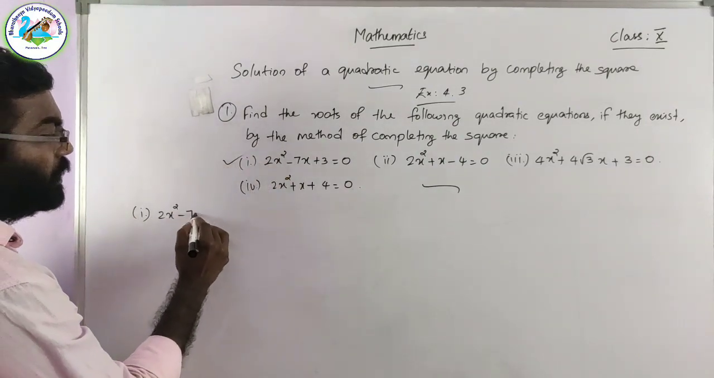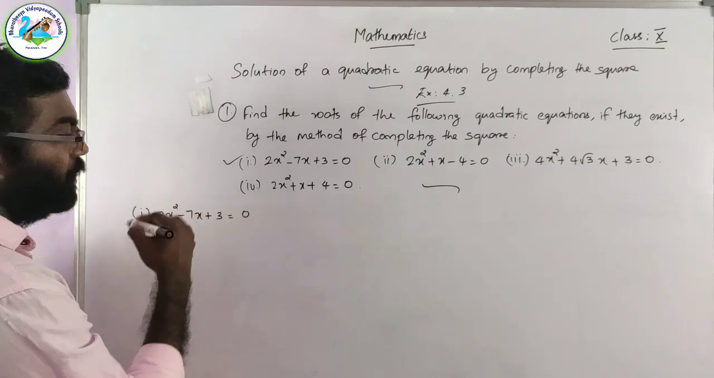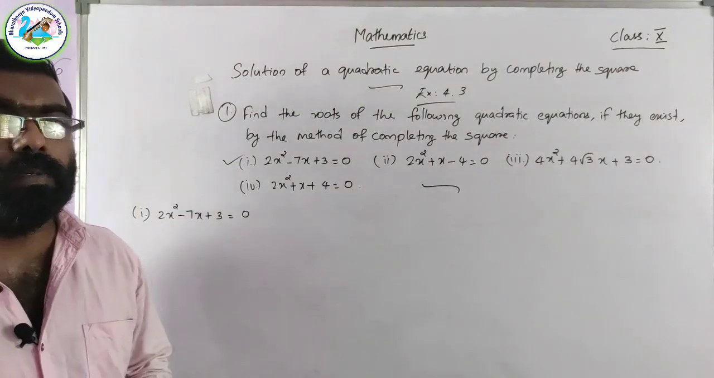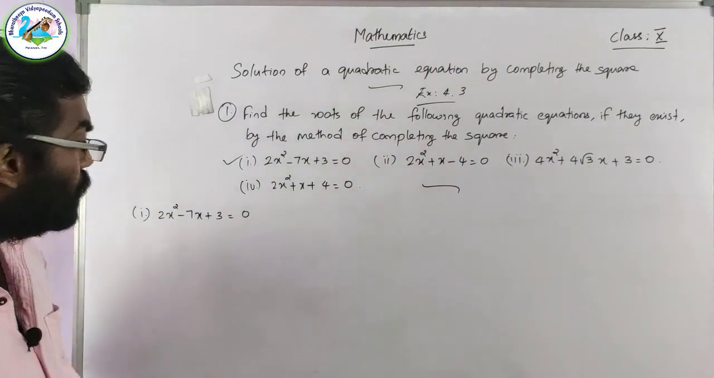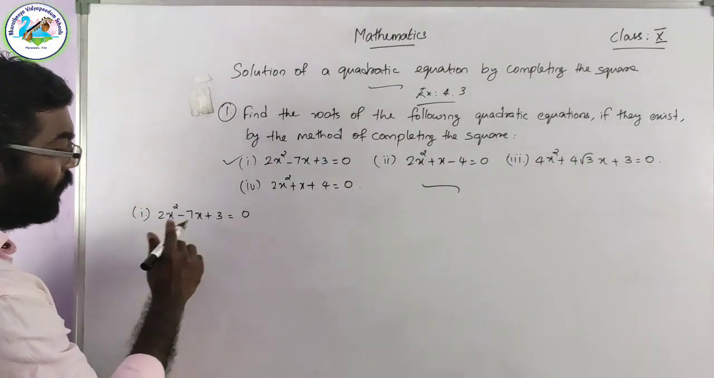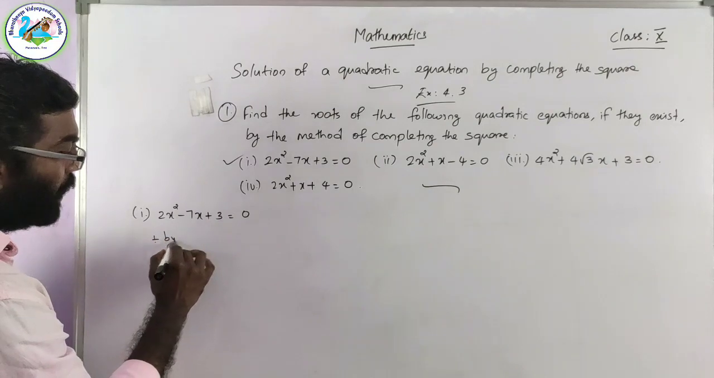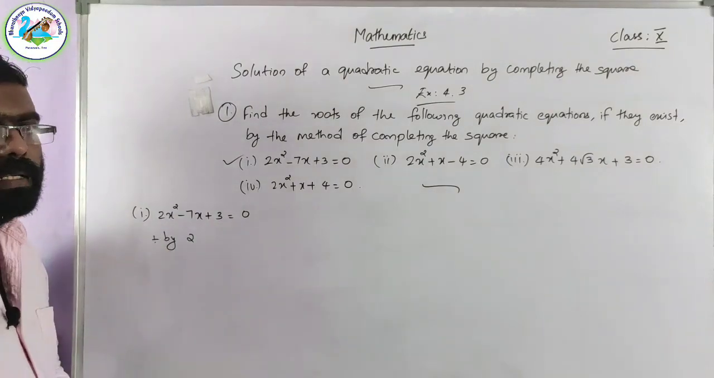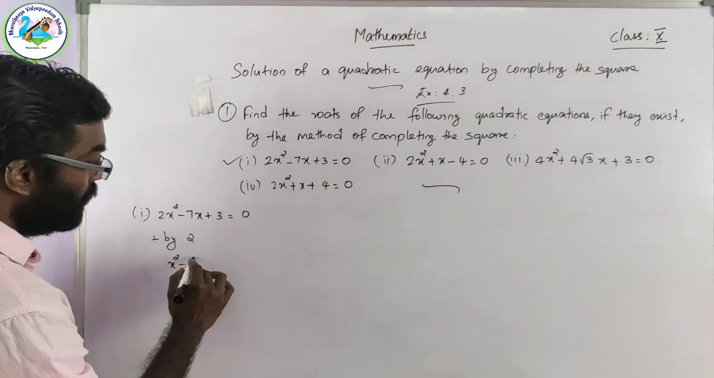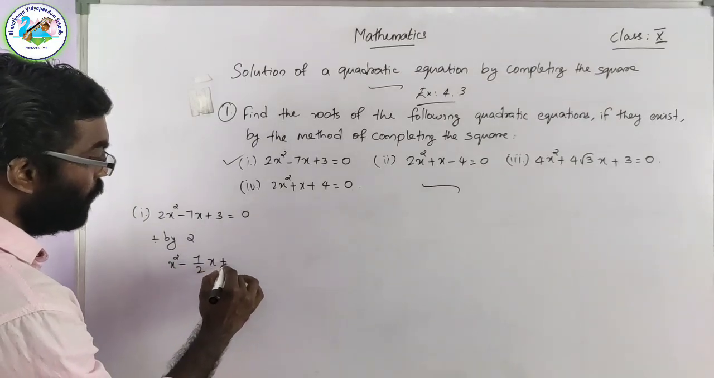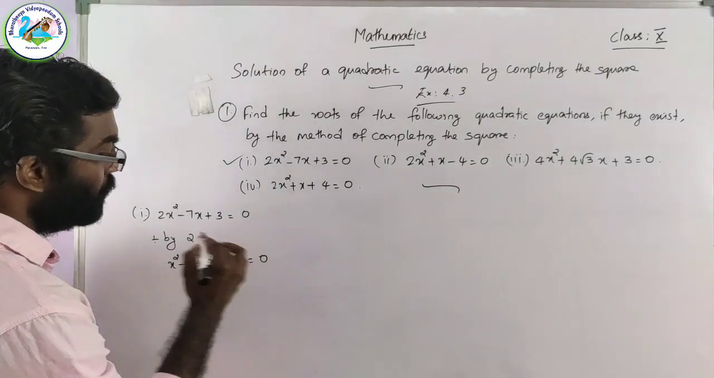2x square minus 7x plus 3 is equal to 0. And what is the first step? Make sure that the coefficient of x square is 1. So we can divide the entire equation by 2 in order to make the coefficient of x square 1. Dividing by 2, we get x square minus 7 by 2x plus 3 by 2 equal to 0.